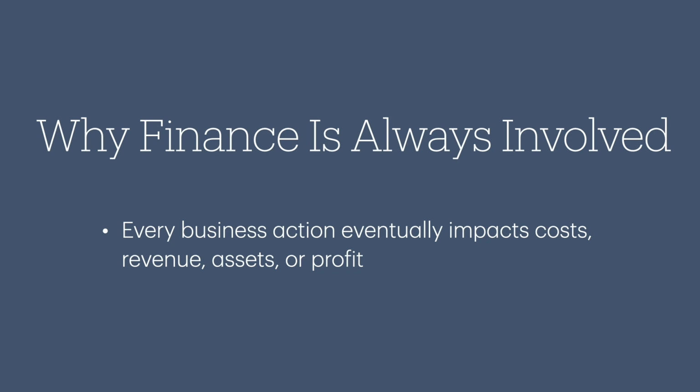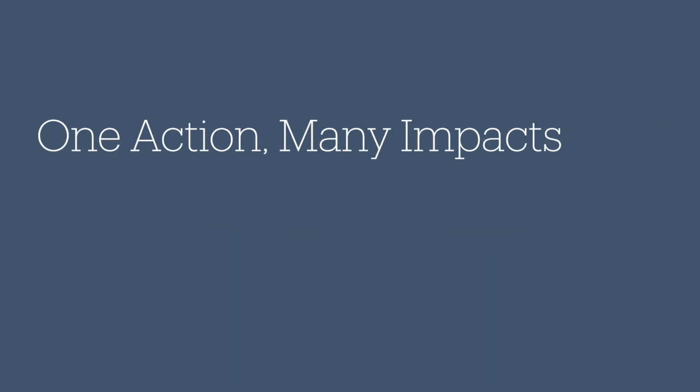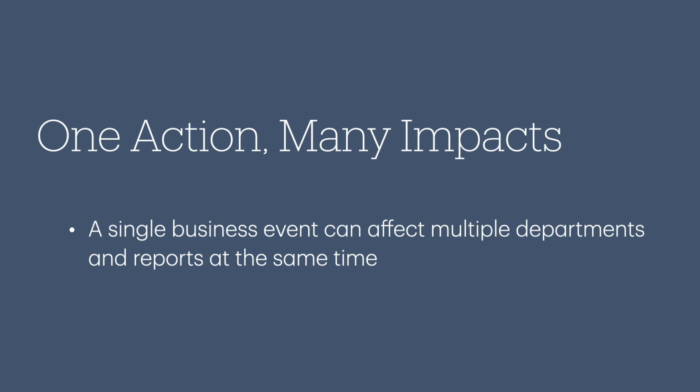Another important point many people miss is integration. In SAP, one business action rarely affects only one area. A single event can impact operations, logistics, finance, reporting, and management decisions, all at the same time. This is powerful, but it also explains why SAP can feel slow or restrictive. The system is not reacting to just one user. It is maintaining consistency across the entire company.